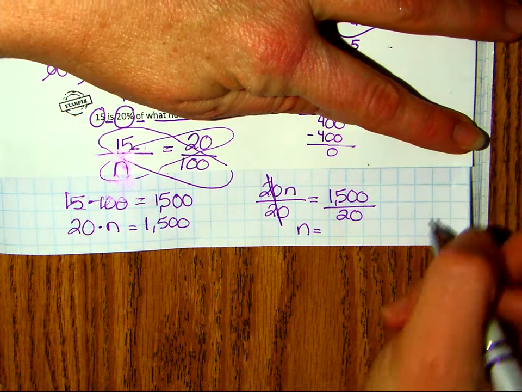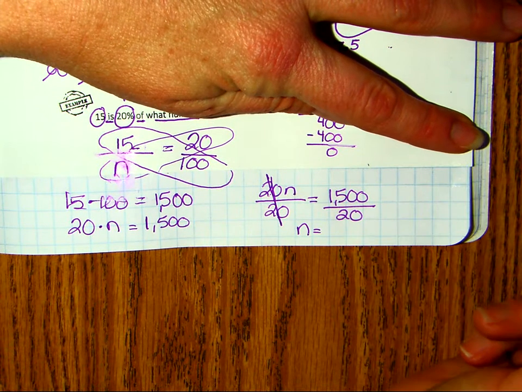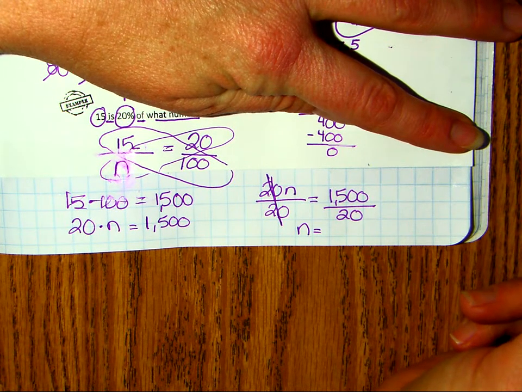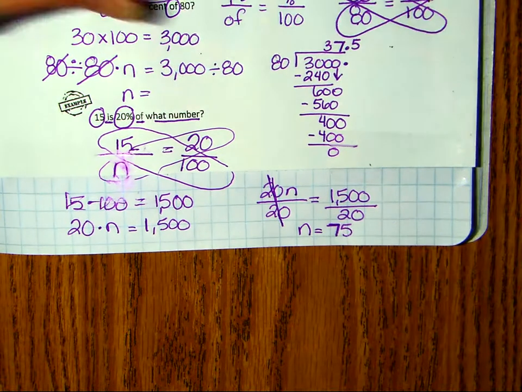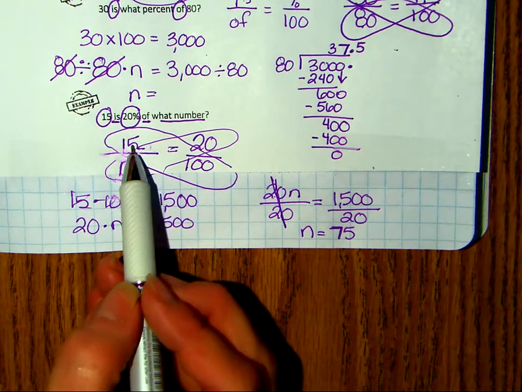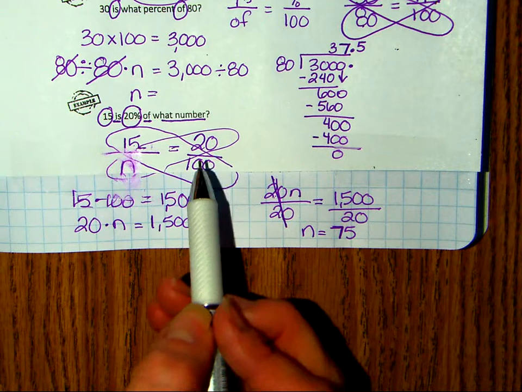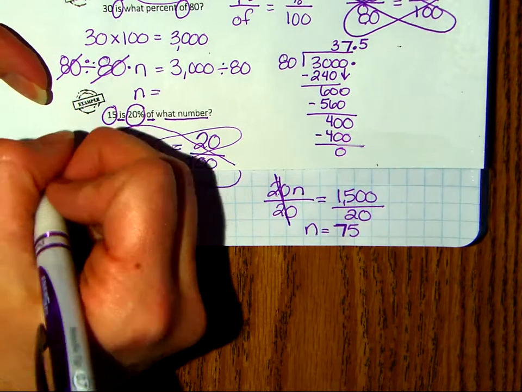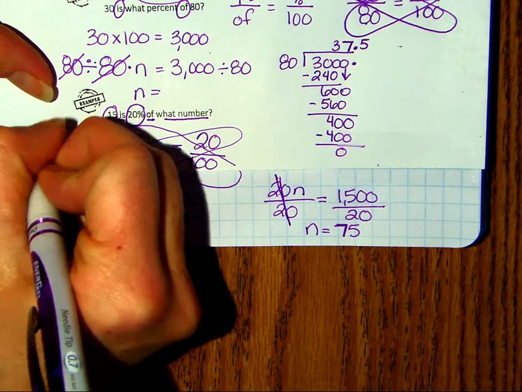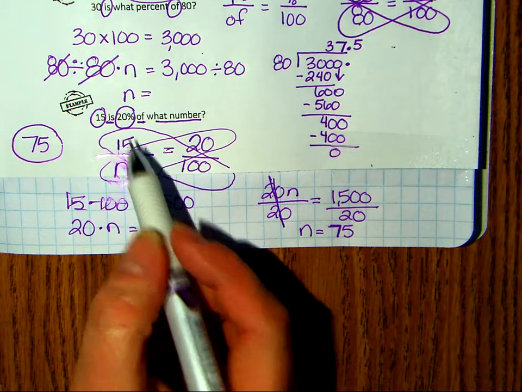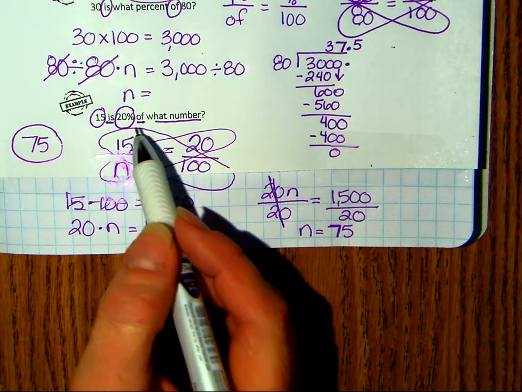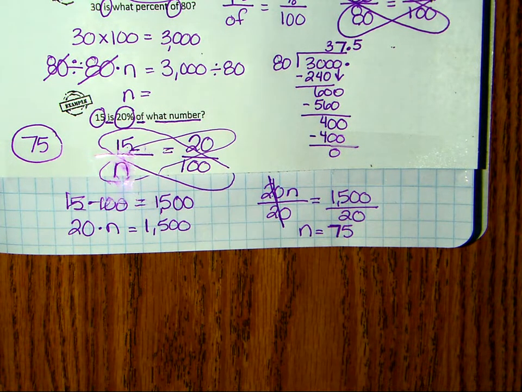And Chaz said 20 goes into 1,500, what did you say? 75 times. So our answer here is 15 is 20% of 75. 15 is 20% of 75.